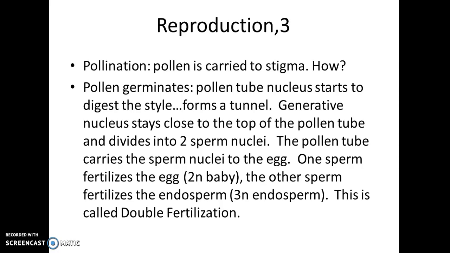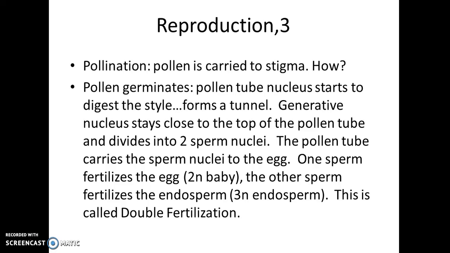So pollination is when the pollen is carried to the stigma. How does that happen? By insects. Bees are the big one, right? And wasps, all sorts of insects carry pollen from one to another. You have wind, you have animals, you have rain. Any way that pollen can travel from one plant to another is pollination.